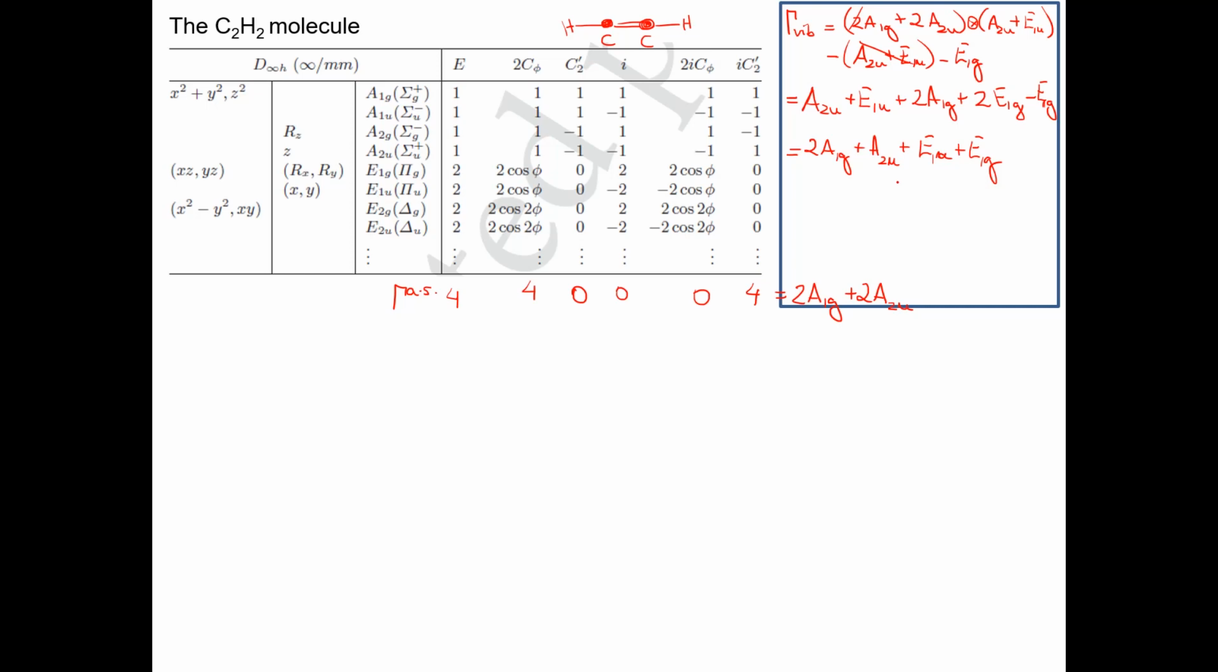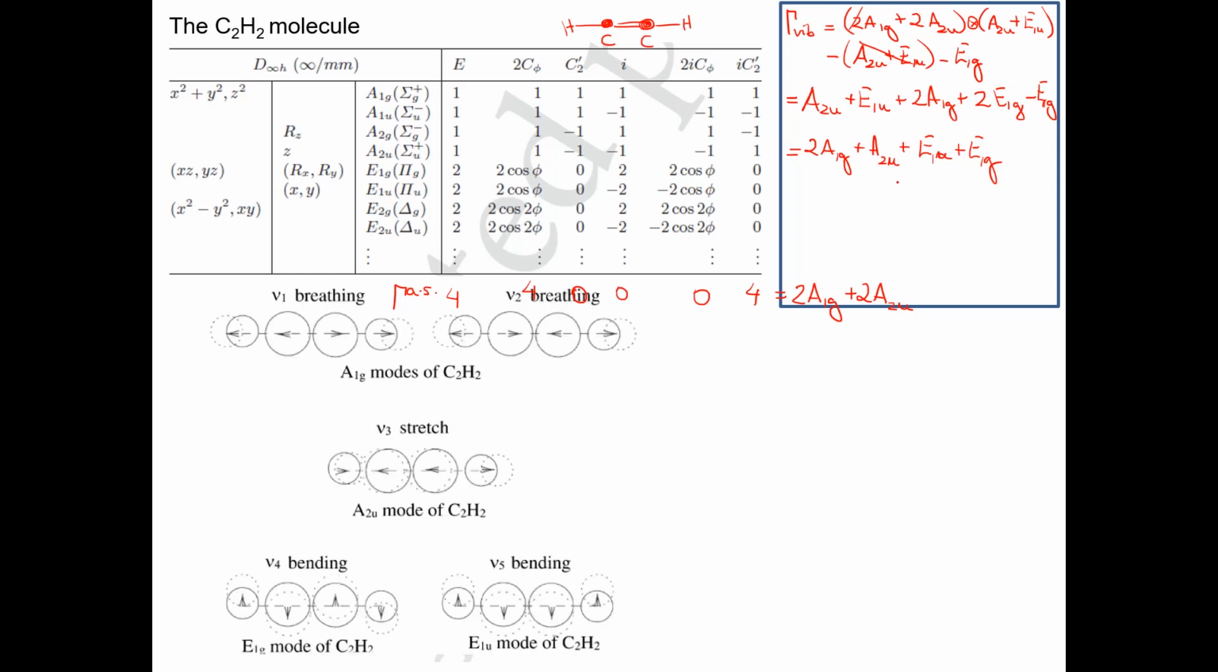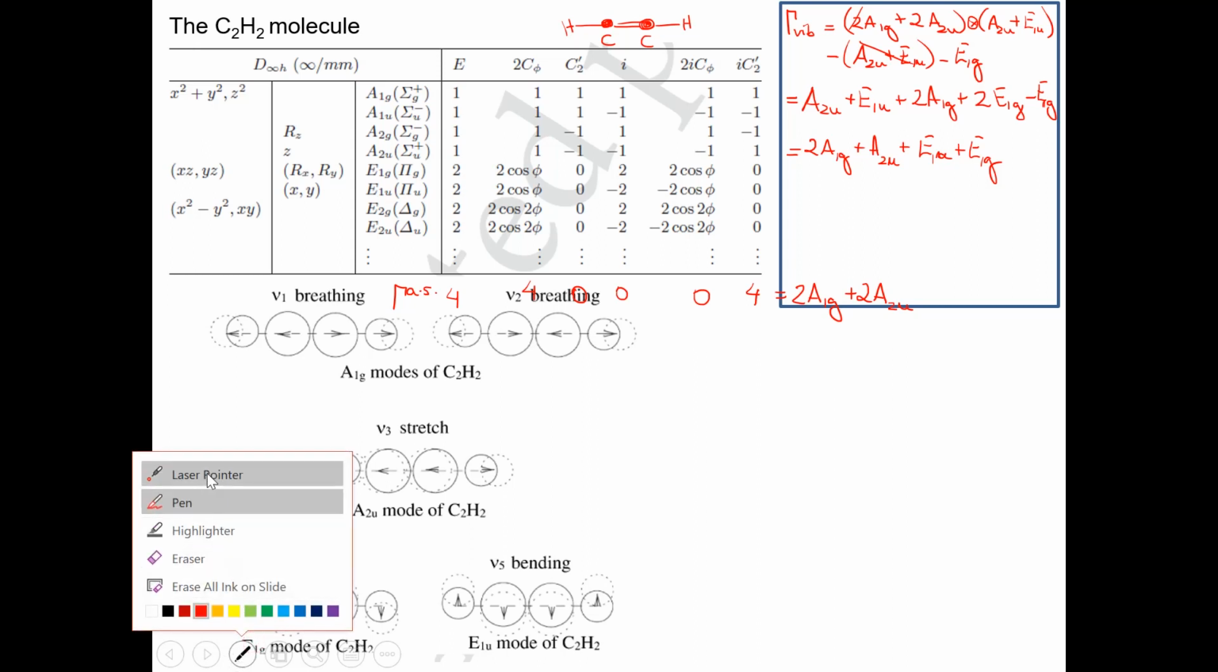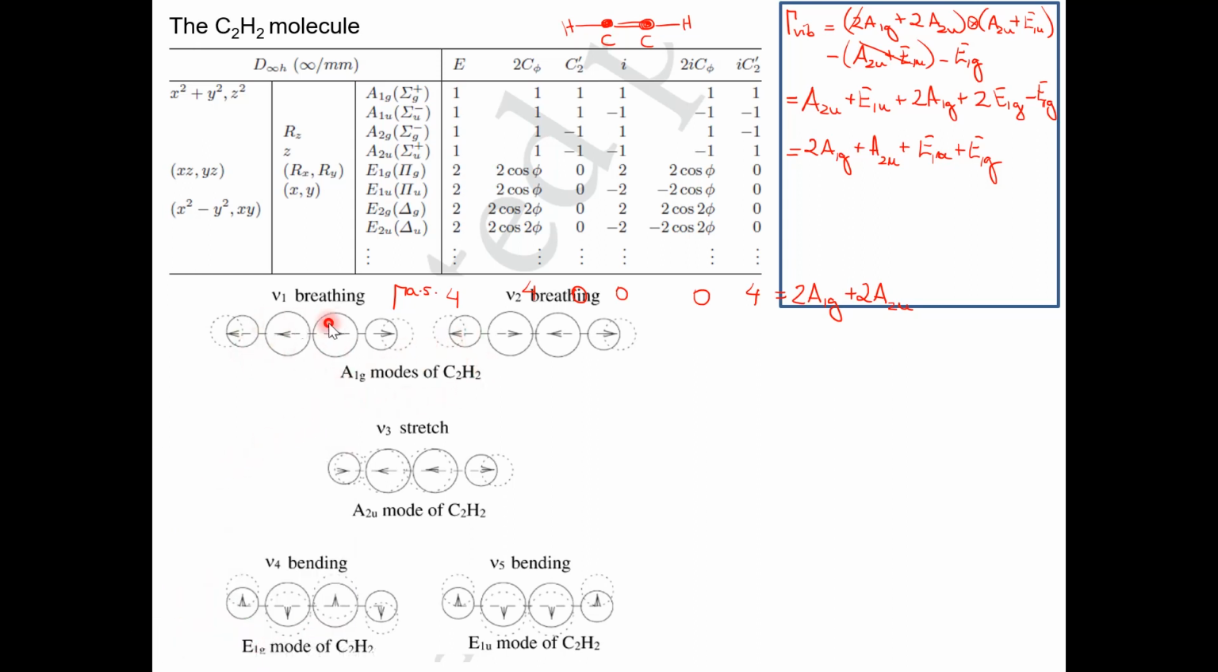Now it is harder to figure out which are the mode displacements. One can do that using the projection technique that we have discussed before. I'm not going to do that. I'm just going to present the modes and discuss that they look reasonable. These are the two totally symmetric A1G modes, with frequency omega 1 and omega 2. Both are breathing modes, so both do not change the symmetry of the molecule.